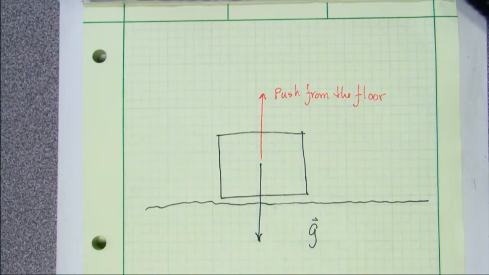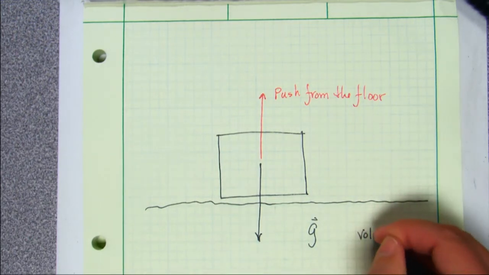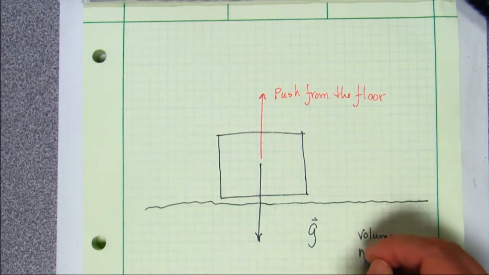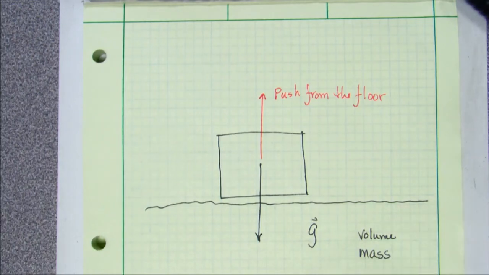Oh, it has a mass. It has mass. Now, we don't know how much mass it has yet, but it's got volume, and we know it has mass. So it's got volume and it's got mass. Now, if I want to test how much mass it is, what am I going to do?